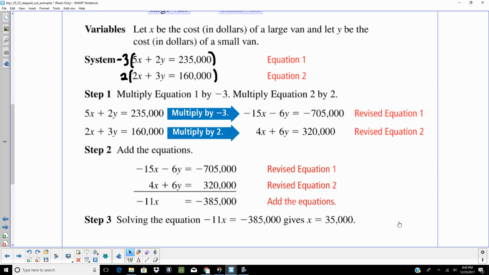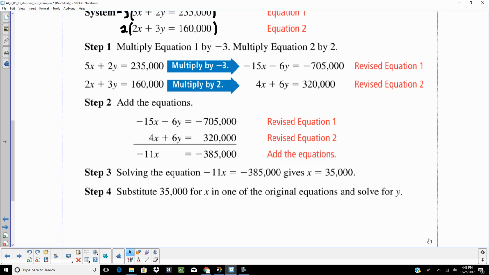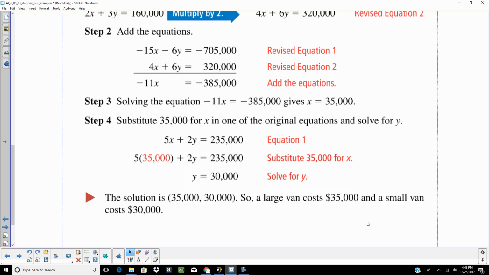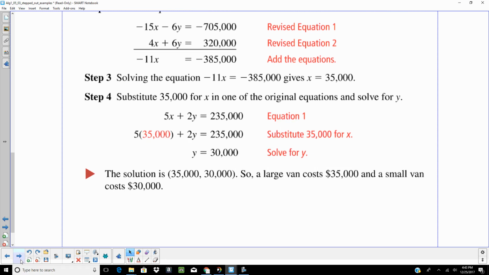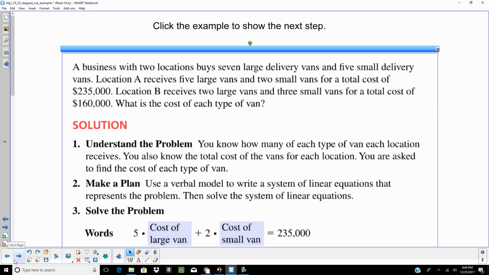That seems reasonable. So I'm thinking that I'm in good shape. Let's go ahead and find the price of the small van. So I can plug that back into one of the original equations. Looks like I'm going with equation number 1. So it's going to be 70,000 plus 2y equals 235,000. Subtract 70,000, divide by 2, and you get 30,000. So large van is 35,000, small van is 30,000. And both of those answers do make sense. All right, we're actually going to go ahead and stop right there. Hope you enjoyed.